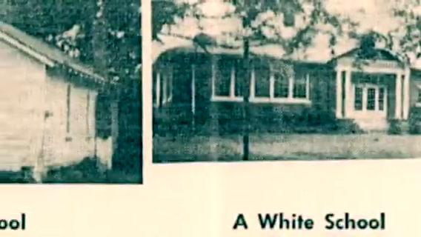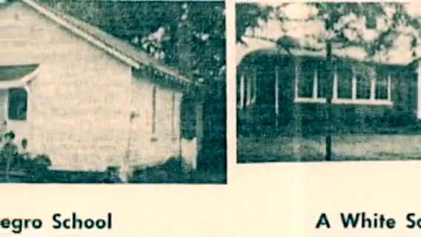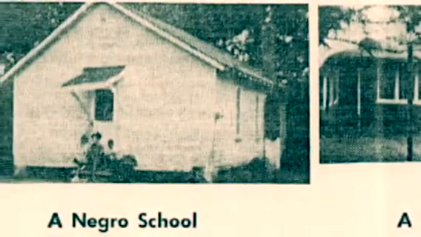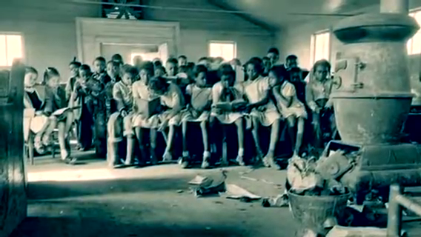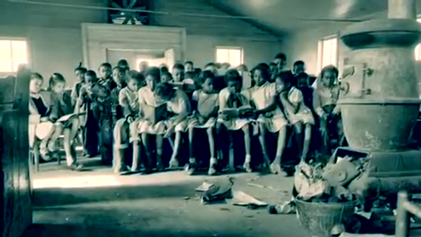However, the equal part of this deal was often ignored, which was a major problem when it came to schooling. African American children were not provided with the facilities or resources they needed to succeed in school.